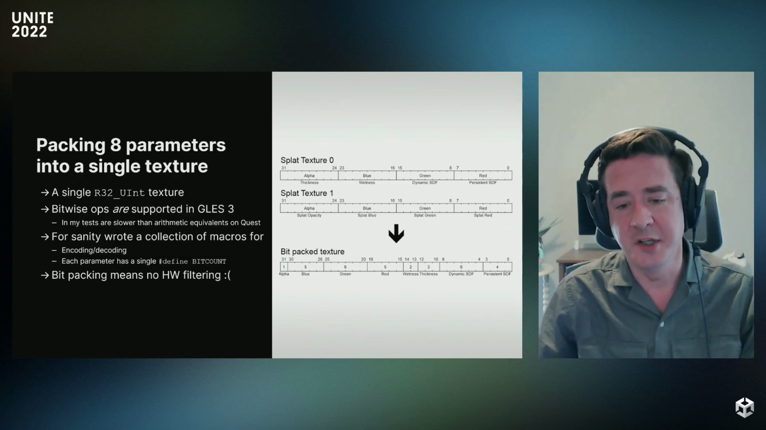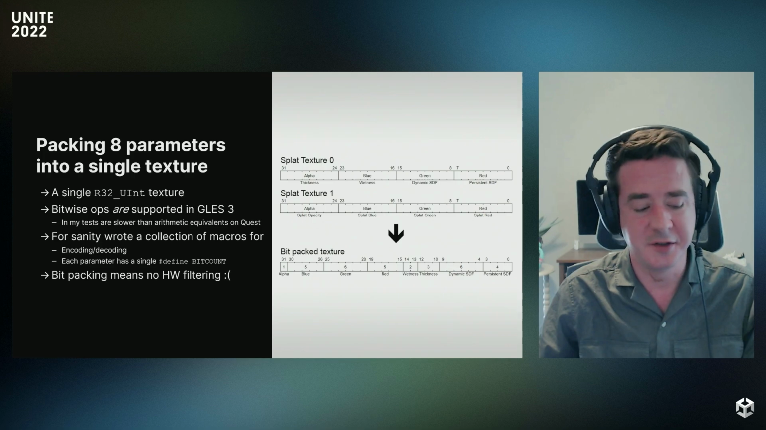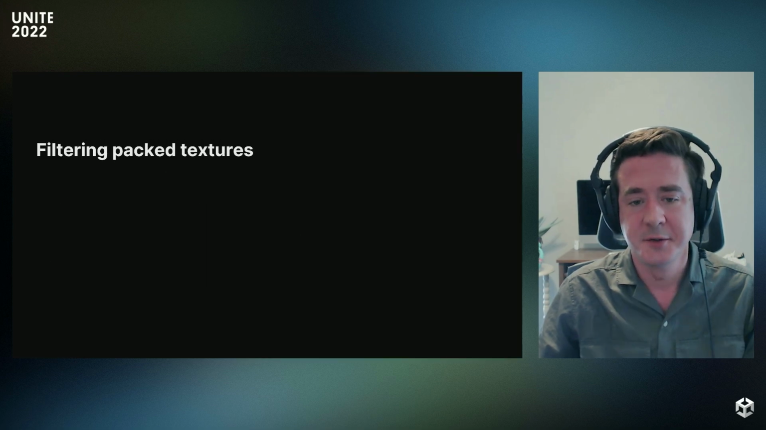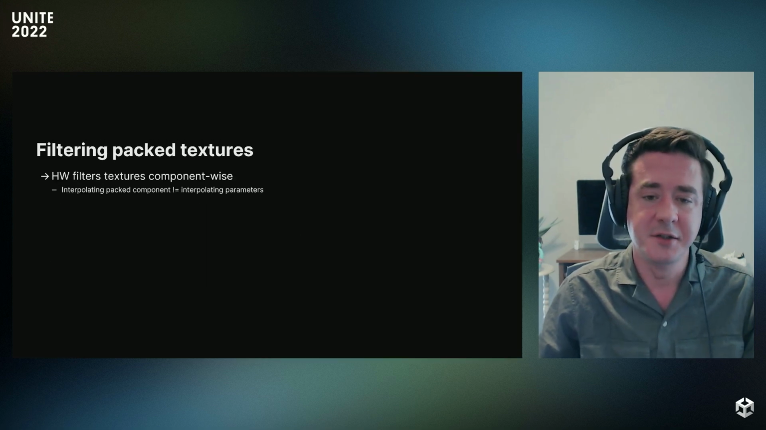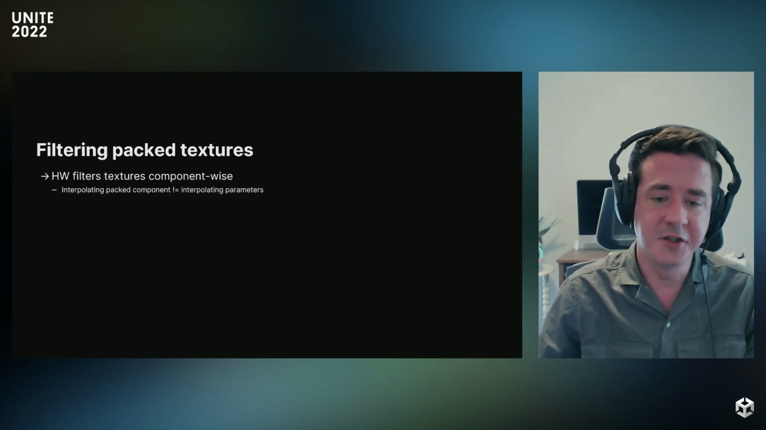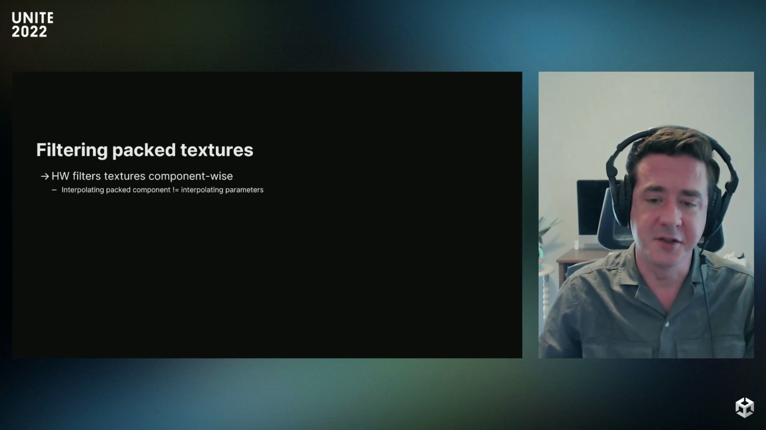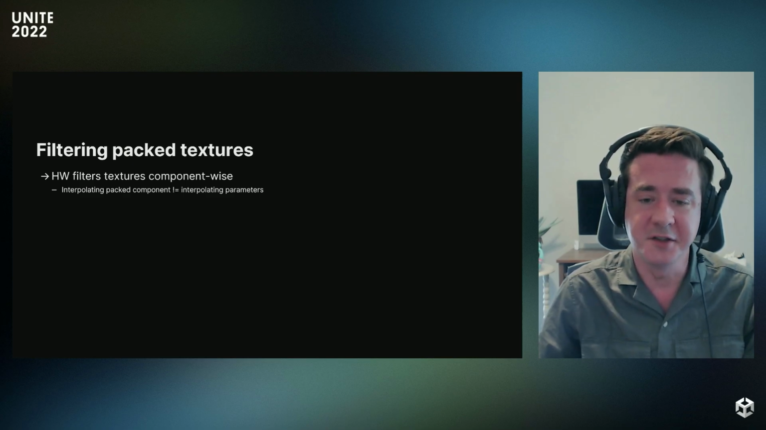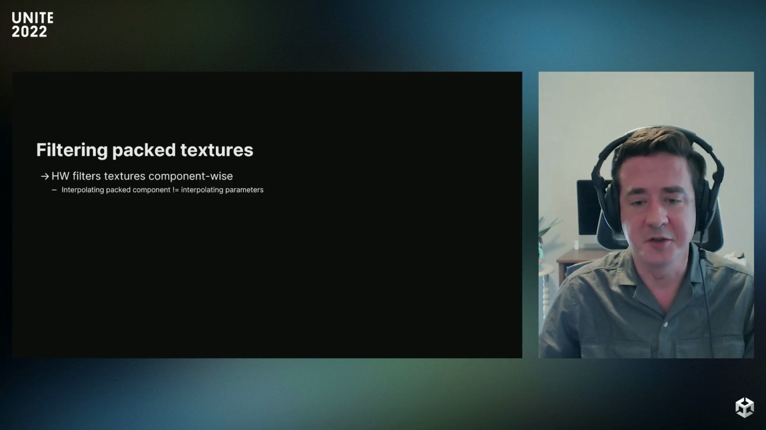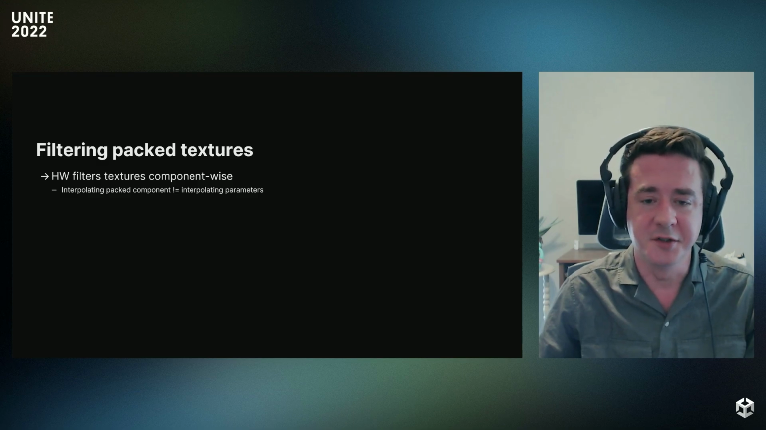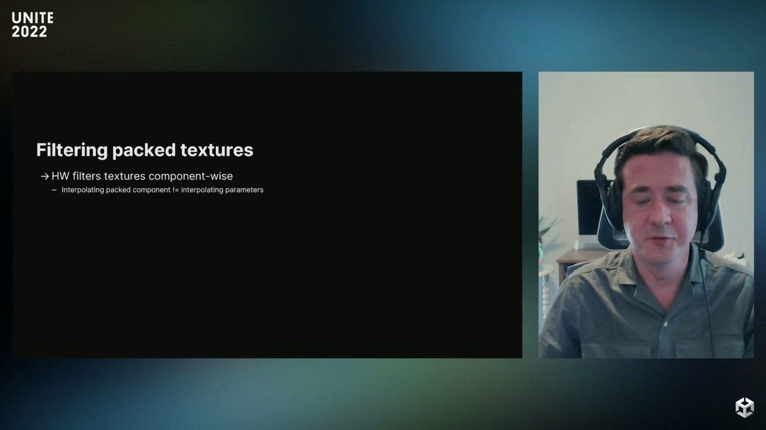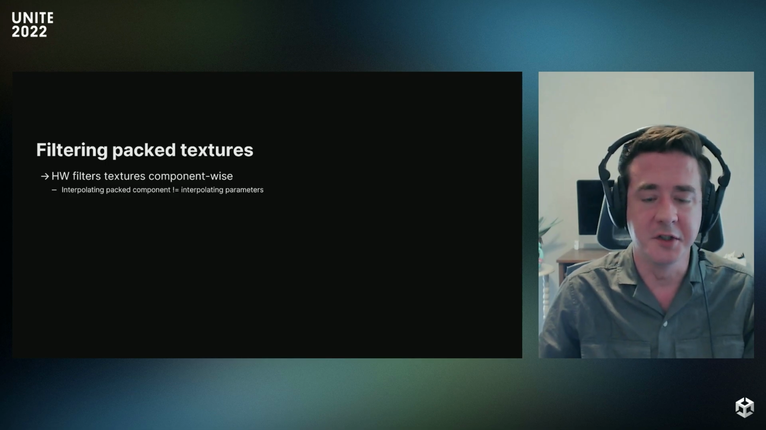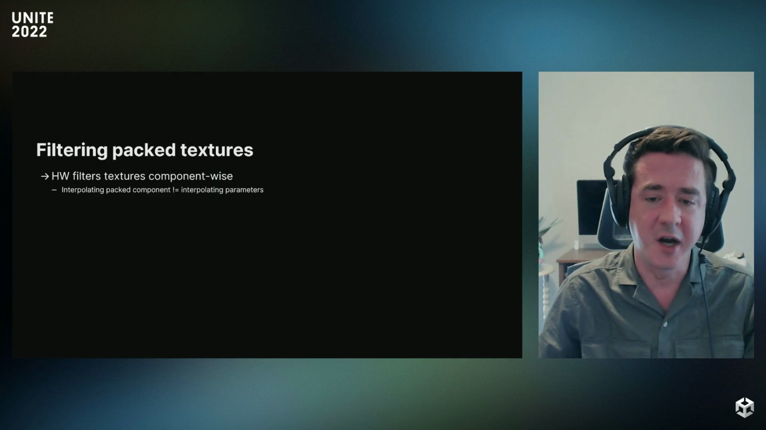Unfortunately, though, bit packing means no hardware filtering, which is not fantastic. So how do we get around this? The issue is that hardware filters textures at the component level, which makes sense. You have red, green, blue, alpha, each is a number. You're simply interpolating between those. If those numbers aren't actually numbers themselves, but the result of several smaller amounts of data packed into them, then the end result is not going to be equivalent to the interpolation between those individual parameters.